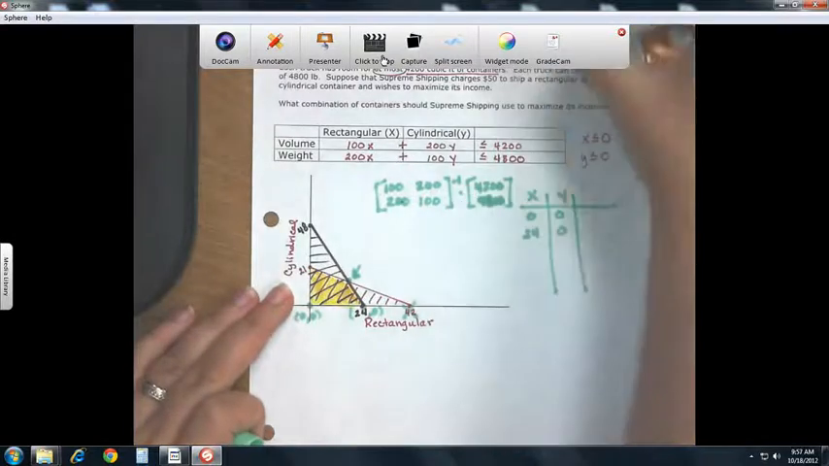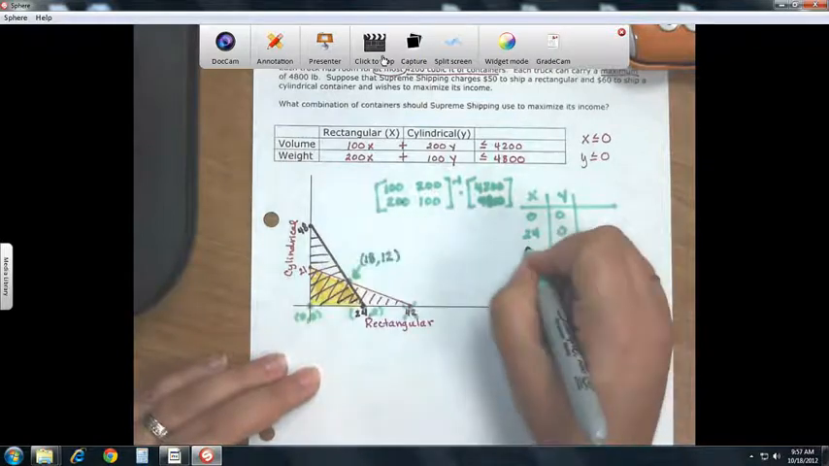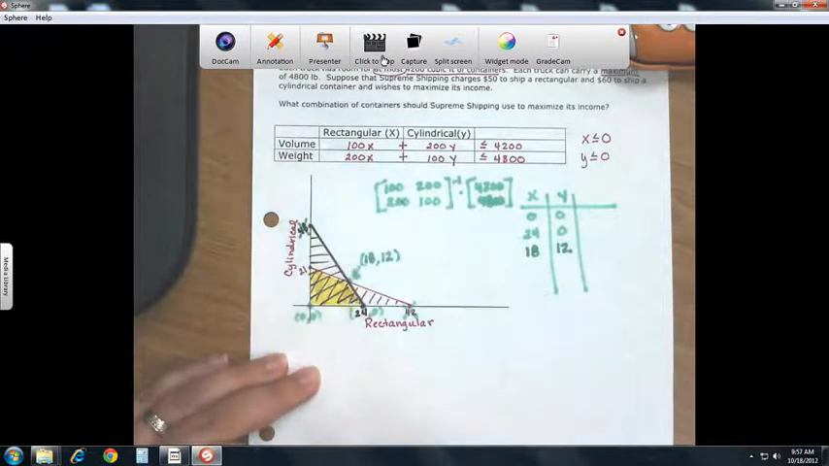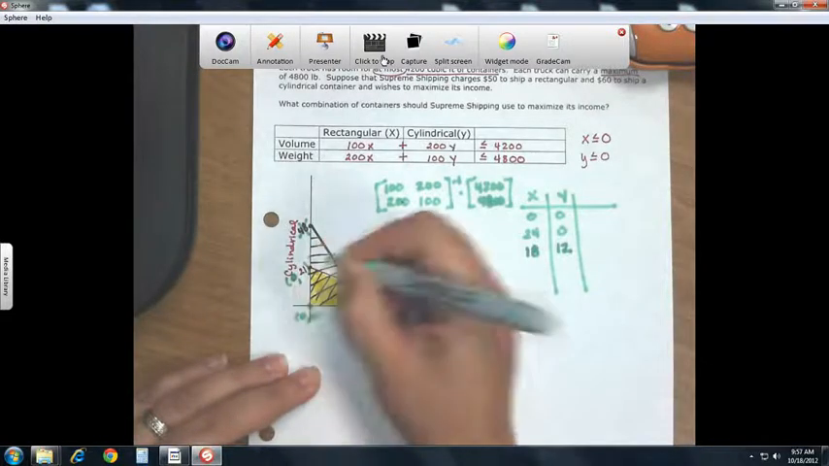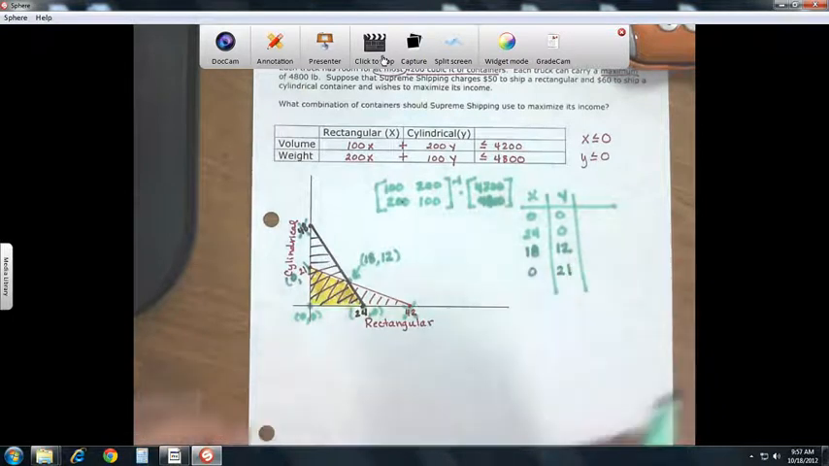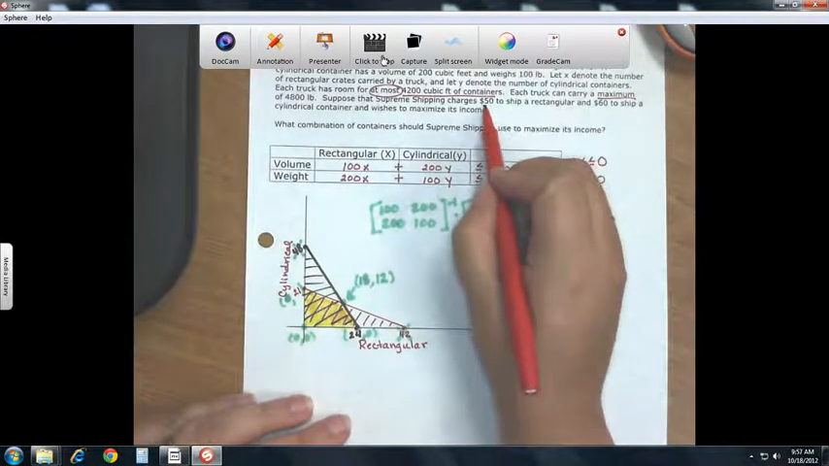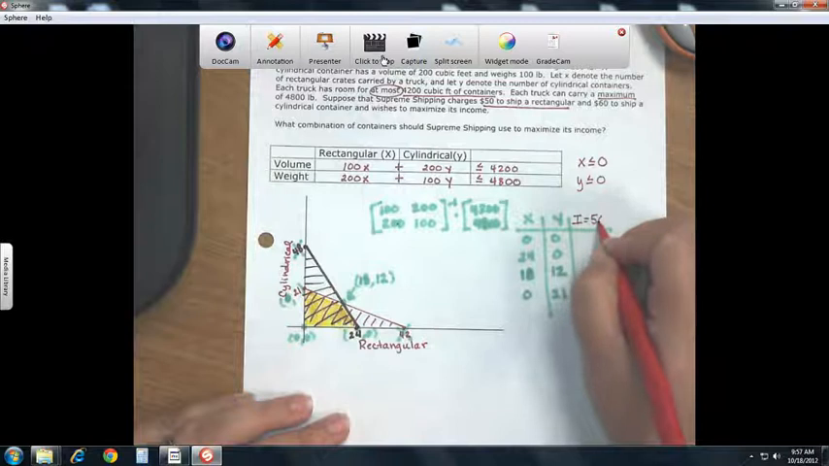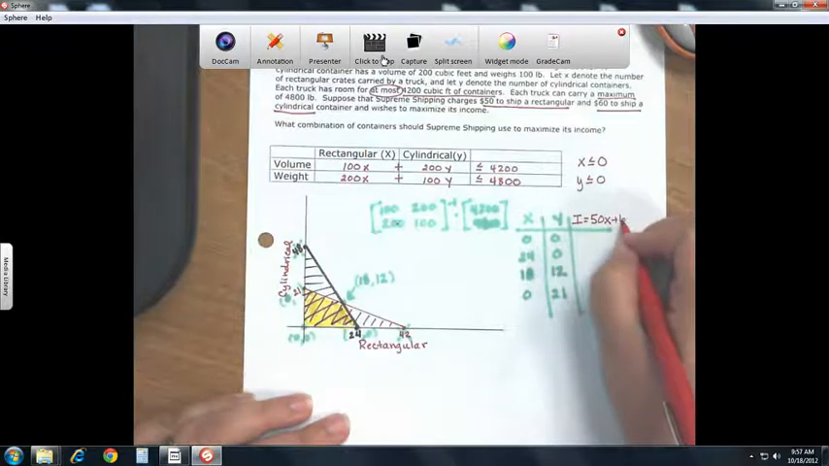Okay, my last intersection, I wouldn't use the 48 because that's not next to the yellow. My last intersection is 0, 21. Now, what are we going to plug this into? I haven't written an income equation yet, but it says that it's $50 to ship a rectangular, so 50x, and $60 to ship a cylindrical, so 60y. And this time using I for income, but it really doesn't matter. We're trying to maximize, so we're looking for the biggest answer we can get.